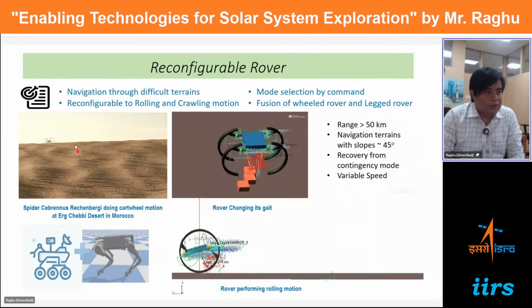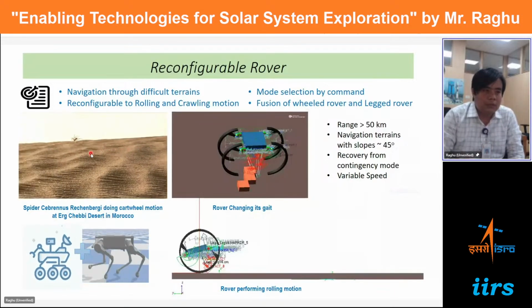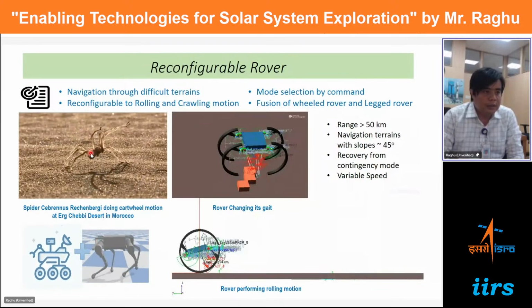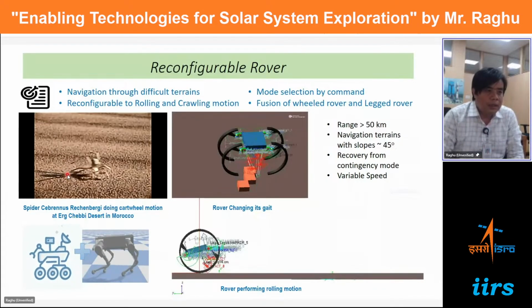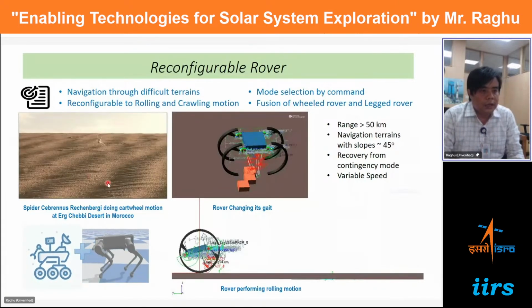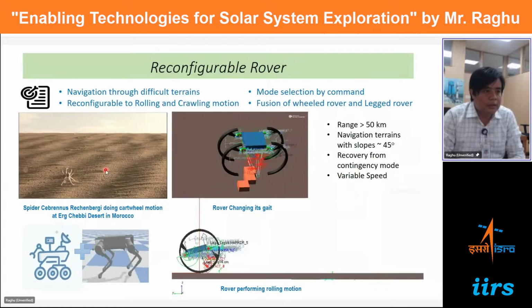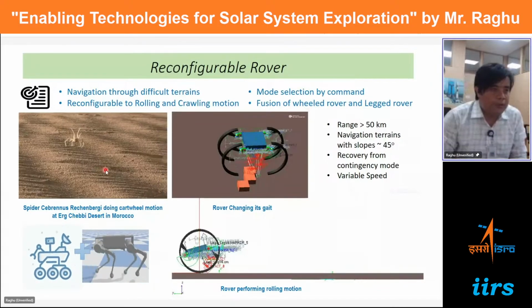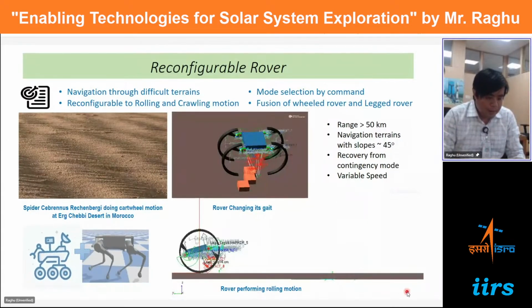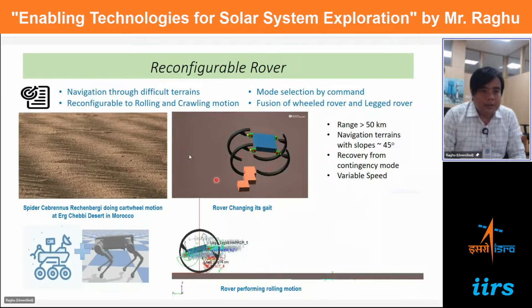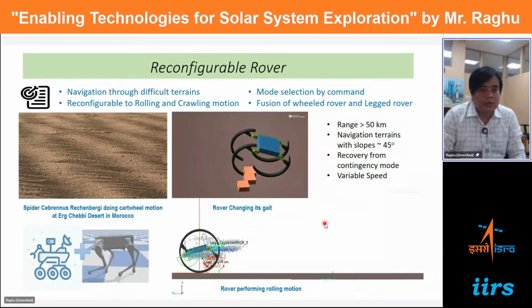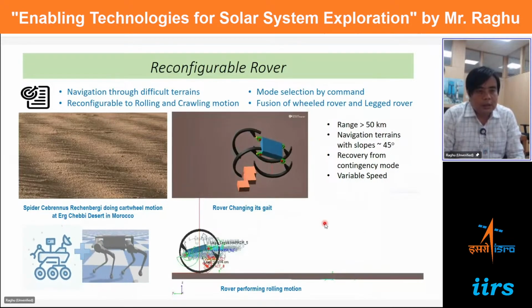This is one kind of spider, because such designs are derived from nature. This is a spider in Morocco. Normally it walks, but when it is threatened, it can do such a cartwheel motion. You can see here, it will escape from danger very quickly. This is one rover. After that, it will change its gait configurations. So how does it change?